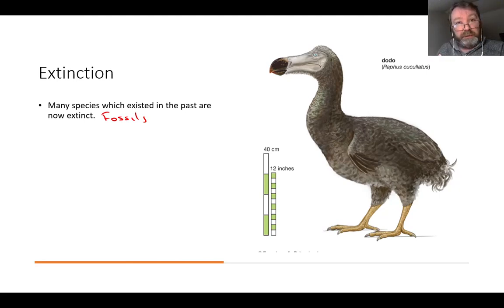Let's have pictures of what it looked like. Let's see where it fits in on the evolutionary journey. But to bring it back might cause more problems than solutions.